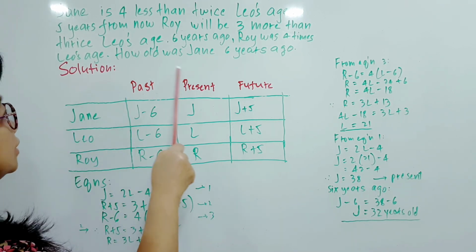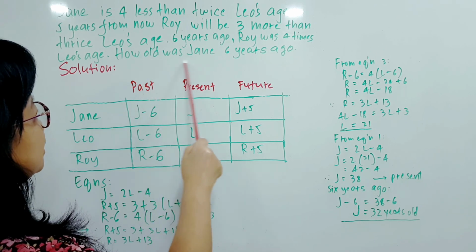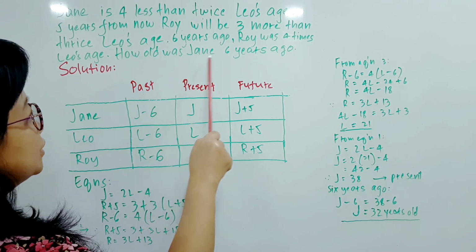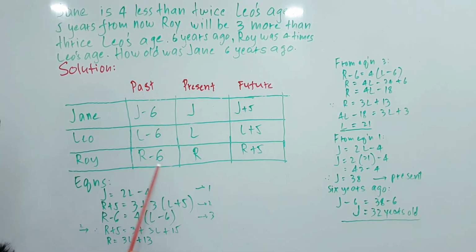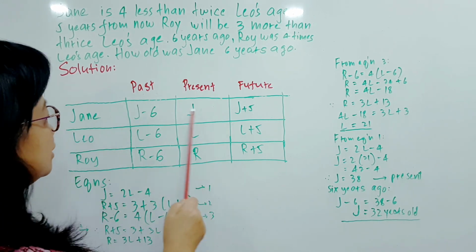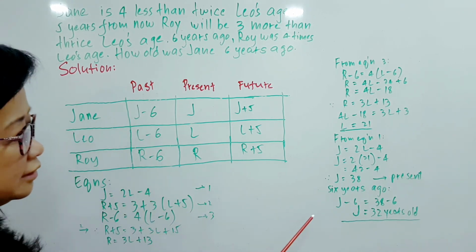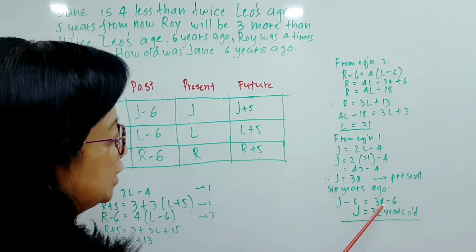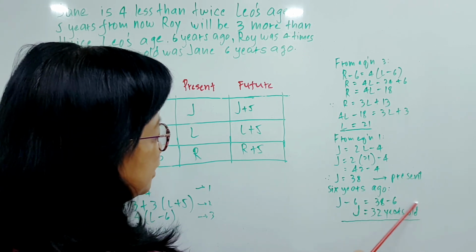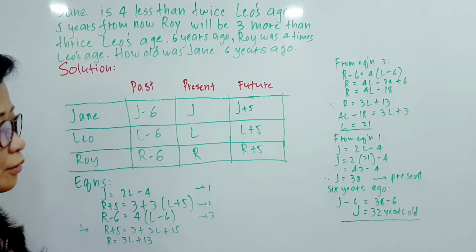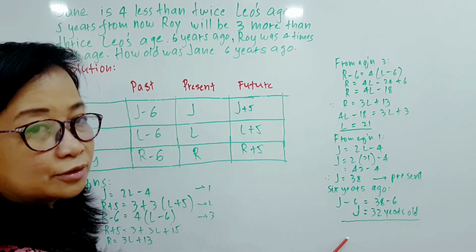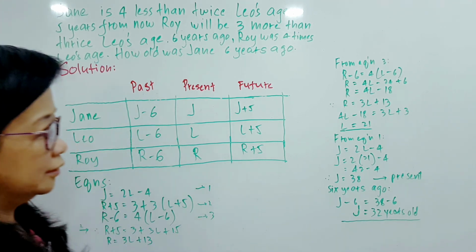Now, the question here is, how old was Jane 6 years ago? So, Jane's age 6 years ago is J minus 6. Therefore, J minus 6 is 38 minus 6. Jane, therefore, 6 years ago was 32 years old.